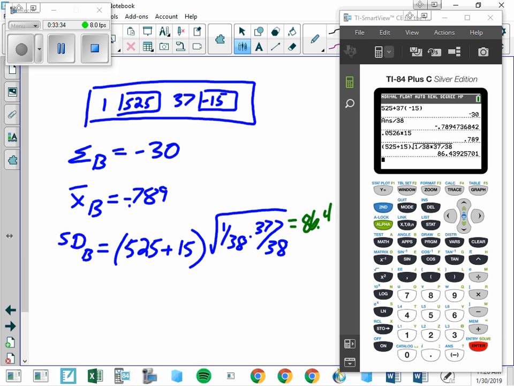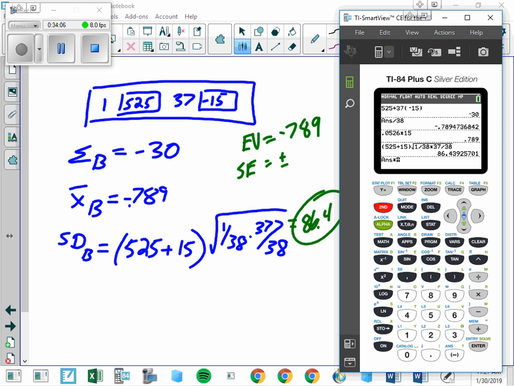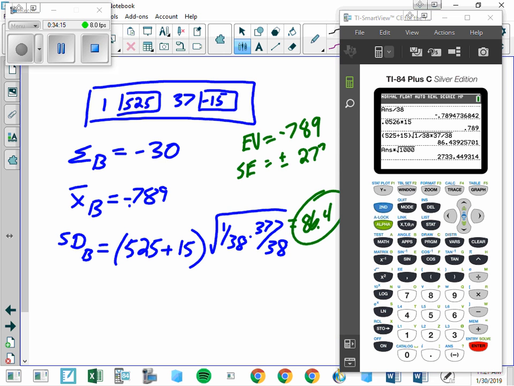My expected value in 1,000 draws is going to be -$789. Just the average of the box times 1,000. Now my SE is going to be plus or minus my SD right here times the square root of 1,000, which is 2,733.